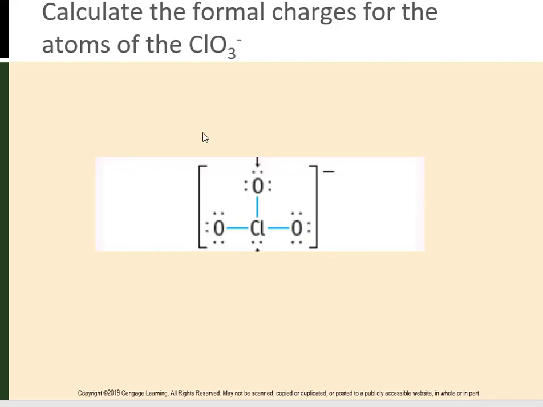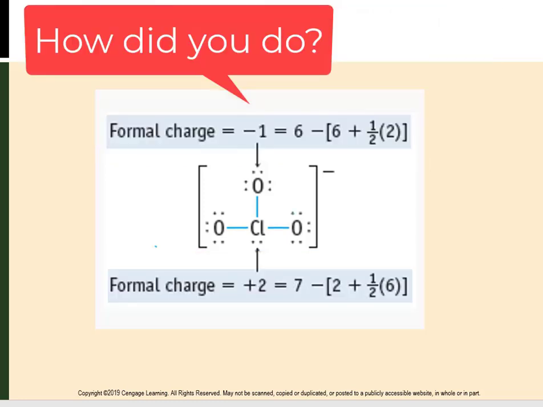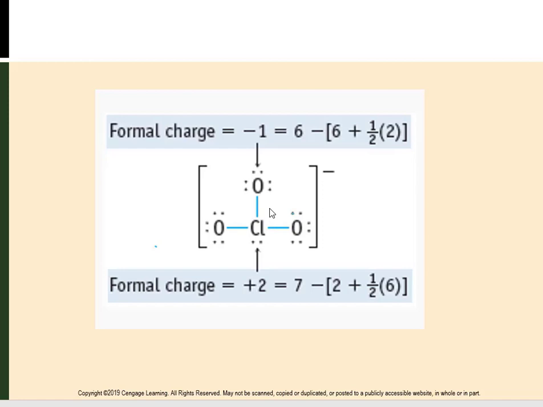So looking at the ClO3 minus, calculate the formal charges of oxygen and chlorine. Hopefully you were able to find that oxygen has 6 valence electrons, and chlorine has 7 valence electrons. So 6 minus, there are 6 electrons in the lone pairs around each oxygen, plus 1/2 of 2, since each oxygen has 1 bond. So 6 minus, 6 plus 1 is 7. 6 minus 7, the oxygens all have a -1 formal charge.